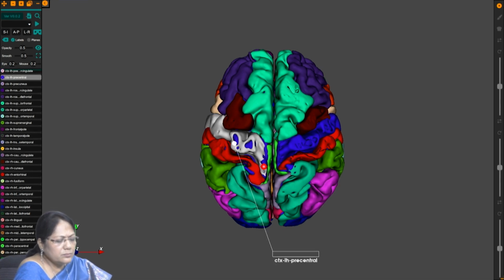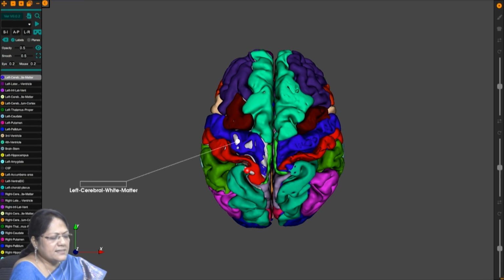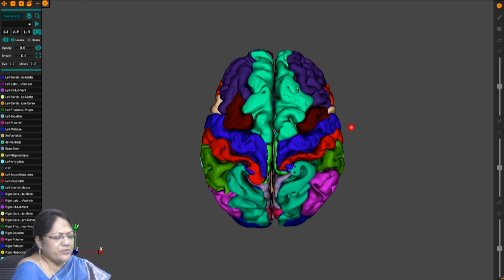Here, this white part is the precentral sulcus. Behind it is the postcentral sulcus. This whole part is the left cerebral hemisphere. This part is the right cerebral hemisphere. This part is the frontal pole. This part is the occipital pole.